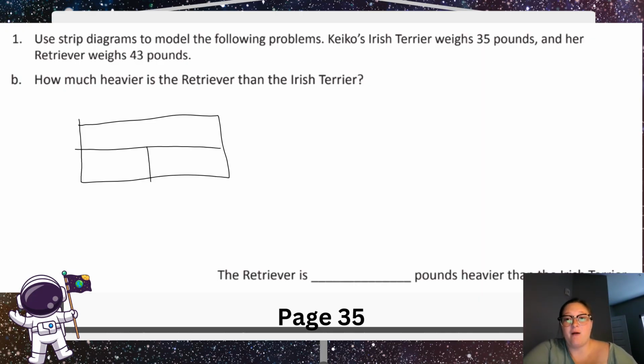If we are looking for how much heavier the retriever is than the Irish Terrier, we're going to put the retriever as our total. So our total is going to be 43. One of our parts is going to be the terrier, which is 35, and we are looking for the other part. So we need to do what? Subtract. Good. Let's subtract.